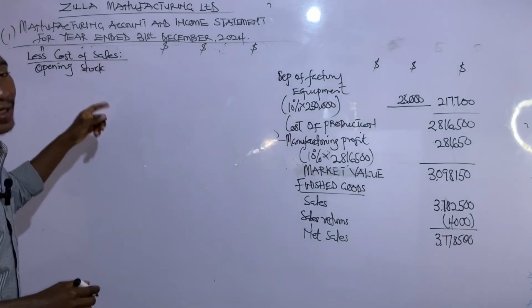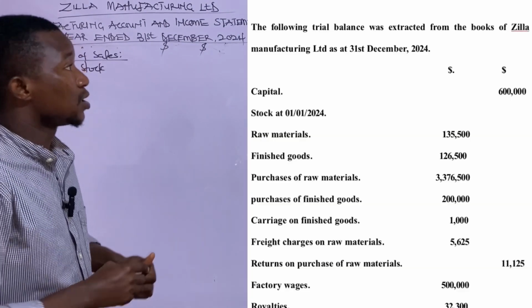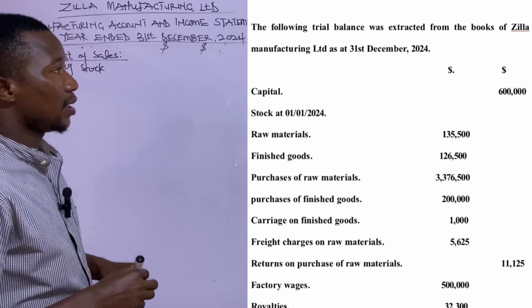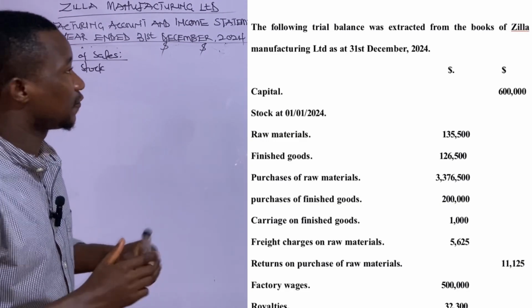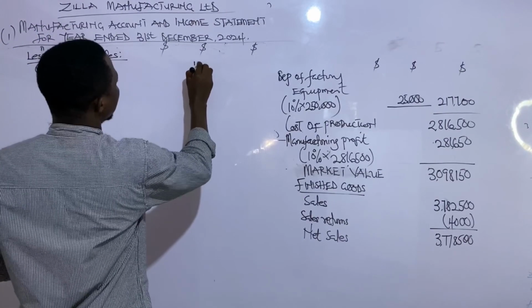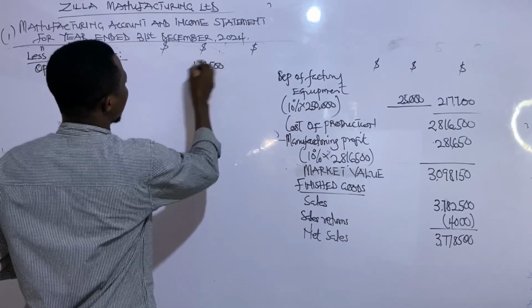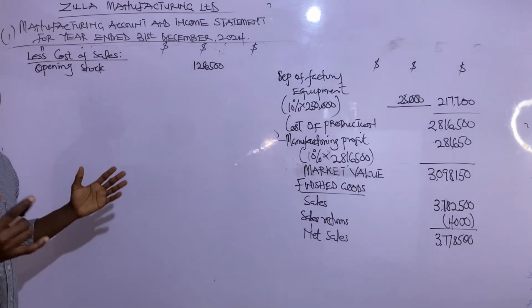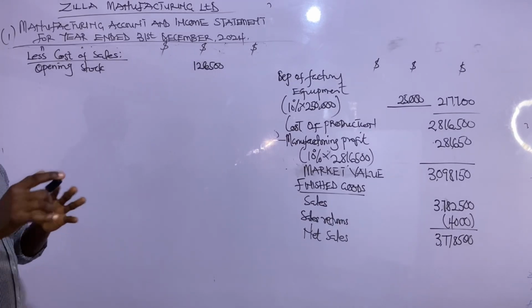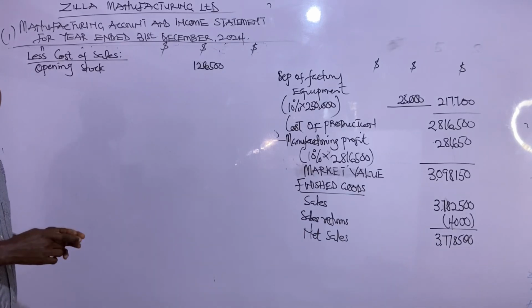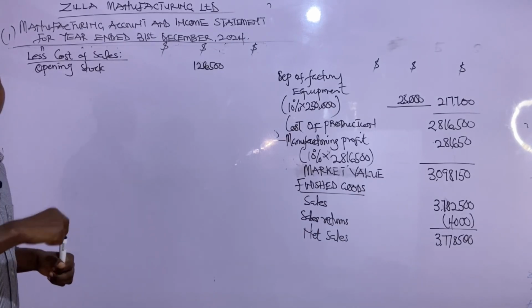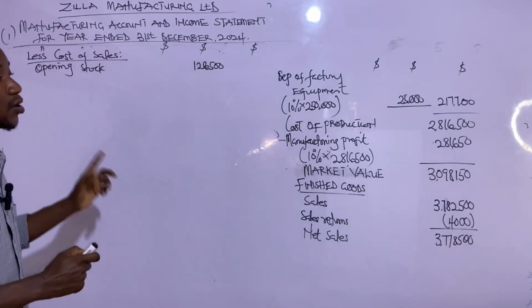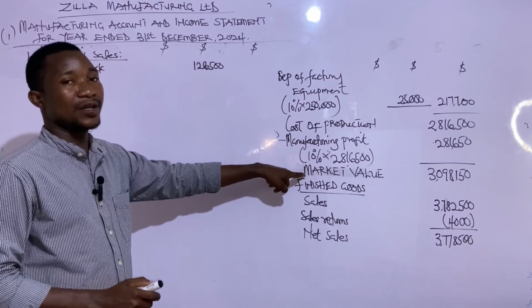Opening stock. So this opening stock is the opening stock of finished goods. So from the question, it is 126,500. After this, we add purchases. That is for normal trading accounts. But because it is a manufacturing concern, instead of purchases, we add what we call the market value because the goods are transferred at market value.